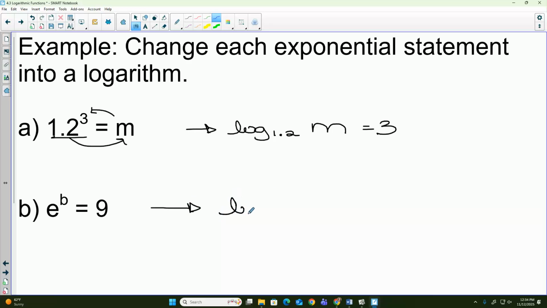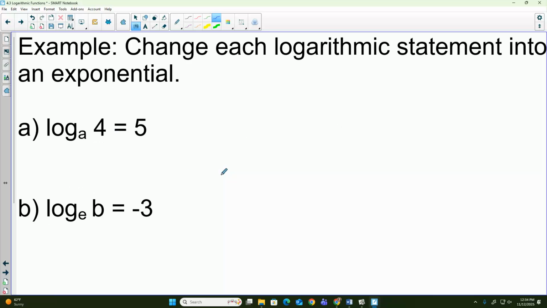Okay, so if I ask you to write this one as a log, it would be log, what's my base? e. Of, equals b. It's always equal to your exponent. So you guys, could you write an exponential with a log? Okay. Let's go the other way. If I give you a log, can you tell me the exponential?